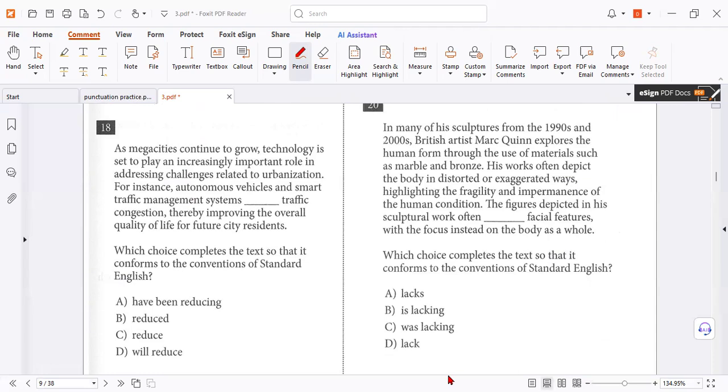Okay. Letter C. 18. No. Try again. Letter B. Letter B, wrong.